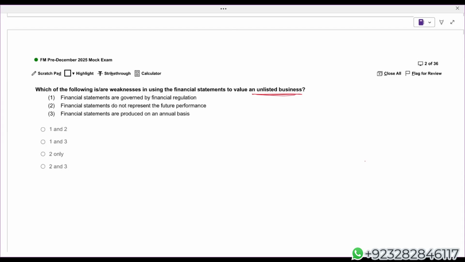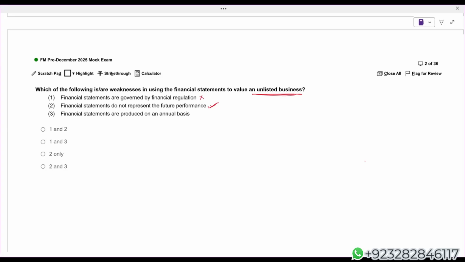Financial statements are governed by the financial regulation. It is not a weakness at all. We are here to find out the weaknesses. Financial statements do not represent the future performance. That makes sense. Actually, it is not only with unlisted company, it is with the listed companies as well. Because your financial statements show the historic results, not the future performance. So it even applies on listed companies, but we have other ways to find out the value of the listed company. So basically your financial statements represent historic information rather than the future performance.